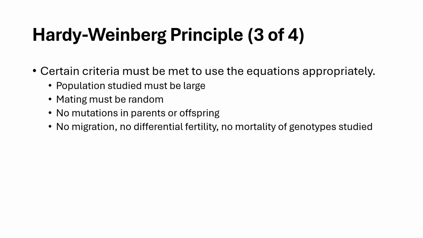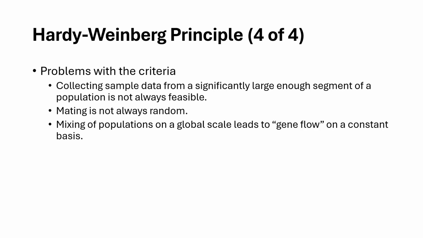So the first one is the population studied must be large, and that helps to minimize random genetic drift. Mating must be random, so no mate preference based on genotype. No mutations occur in parents or offspring, and no migration in or out of the population. No differential fertility or mortality of genotypes. So all genotypes have equal chances of survival and reproduction.